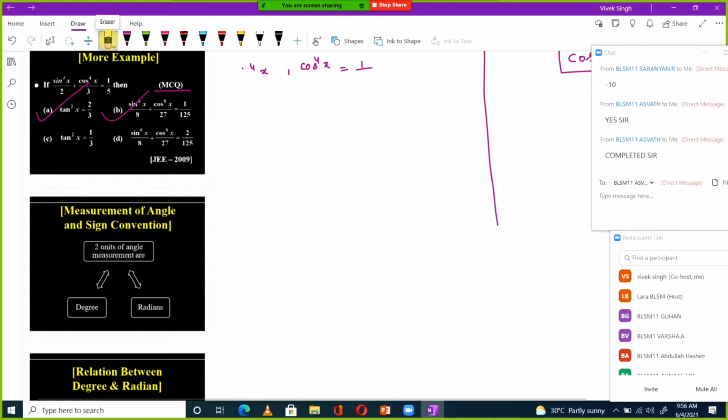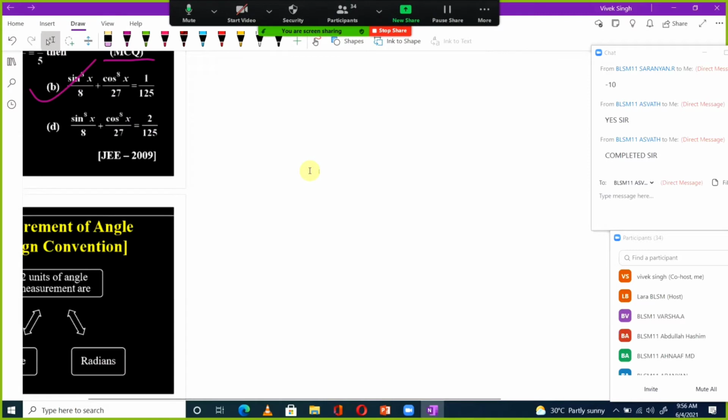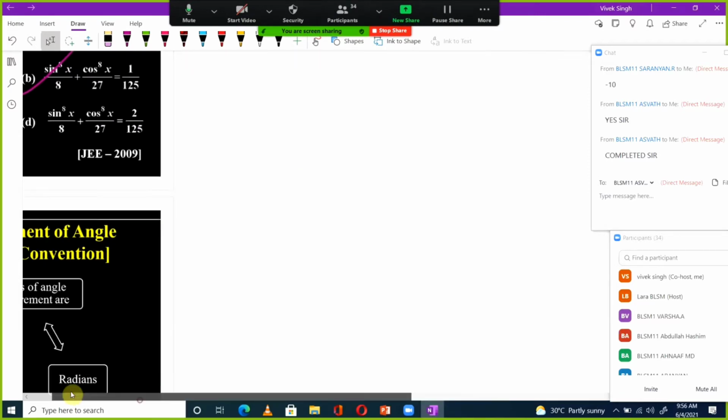If the angle is measured in anti-clockwise direction, it will be positive. If you measure in clockwise direction, it will be negative. Very good. So how to measure one angle? We can measure an angle in two ways. There are two methods to measure one angle.